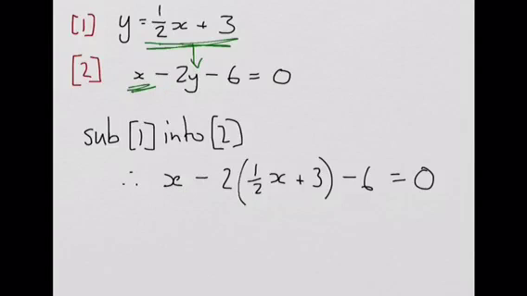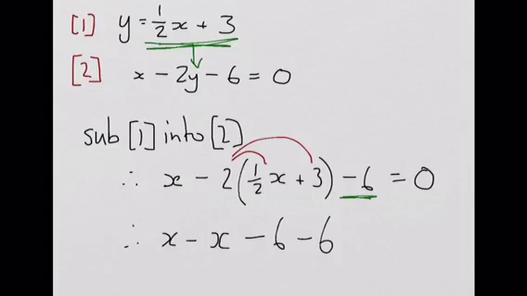So, what we do next, therefore, we say x is negative, and we expand the brackets. So, negative 2 times half x and negative 2 times 3. So, negative 2 times half x is negative x, and negative 2 times 3 is negative 6. And we have negative 6 again, so don't forget this negative 6 again, it's easy to do, equals 0.